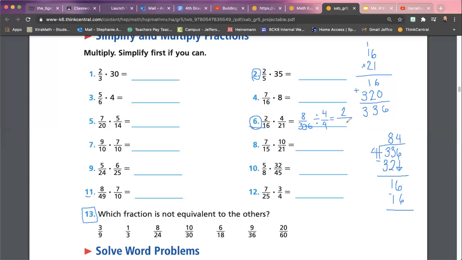So now I have 2/84ths, and I could simplify it one more time if I really wanted to get crazy. And it would be 1/42. So you guys see, the tricky part about this is just the fact that simplifying some of these, not all of them, some of them simplify really, really quick. Some of them take forever to simplify.